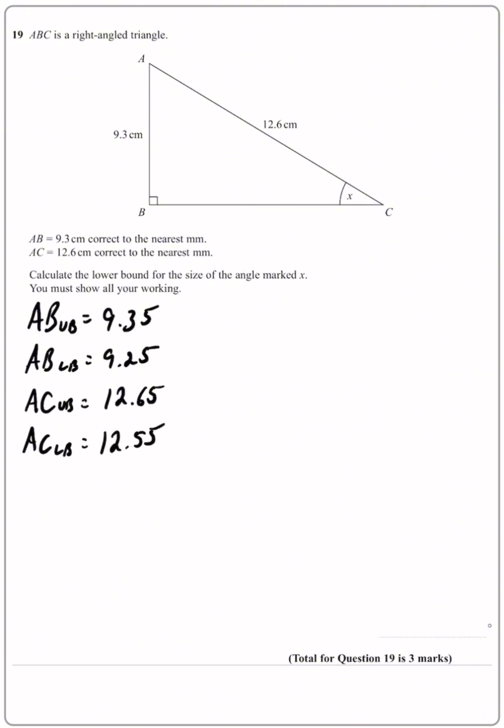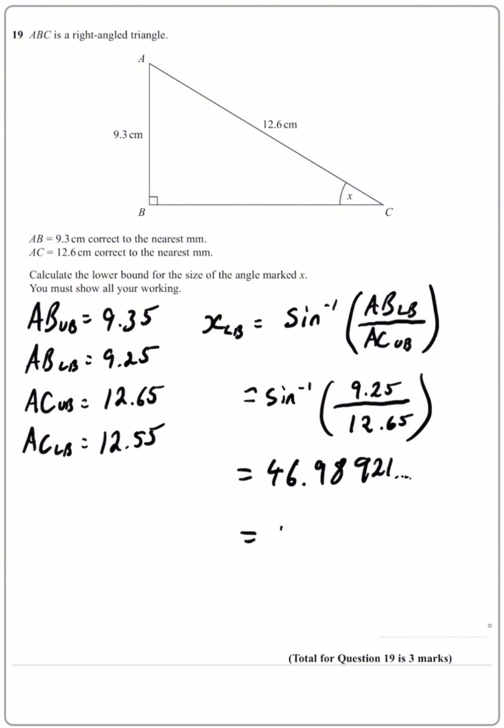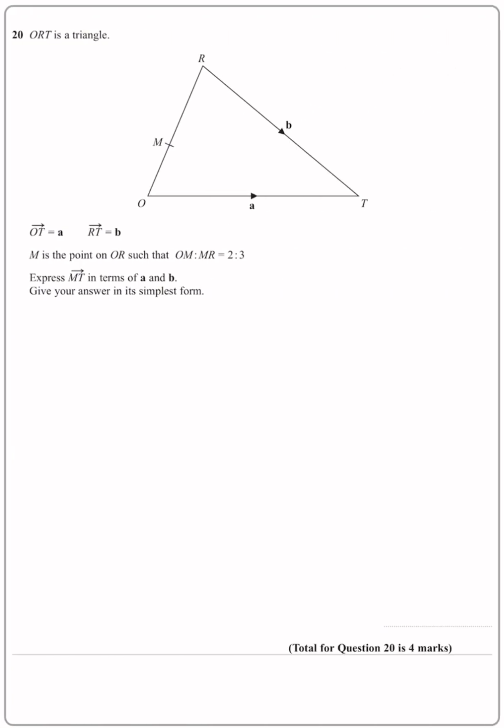Now we want to minimize this angle, the lower bound of the angle. So we know sine of the angle is going to be AB over AC. Now you can test these out if you can't quite see why, but I'm going to choose the lower bound of AB and the upper bound of AC, and that's going to give me the lowest possible outcome when I do inverse sine of it. Again, you can test these out with sine. It's to do with the shape of the sine curve, if you want to dig into it a bit more. Anyway, so inverse sine of 9.25 over 12.65 comes out as 46.98921, and to three significant figures, that's 47.0 degrees.